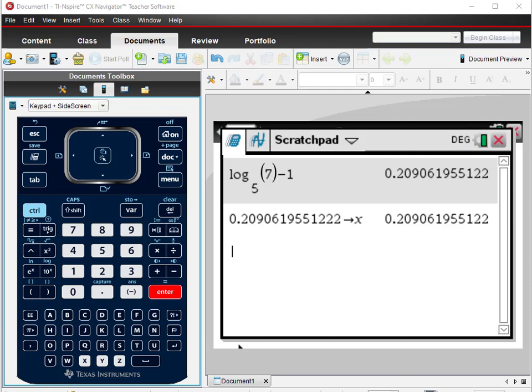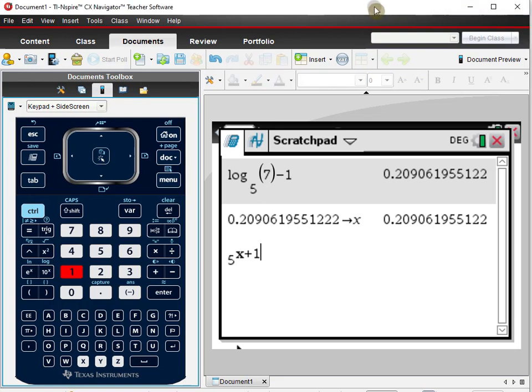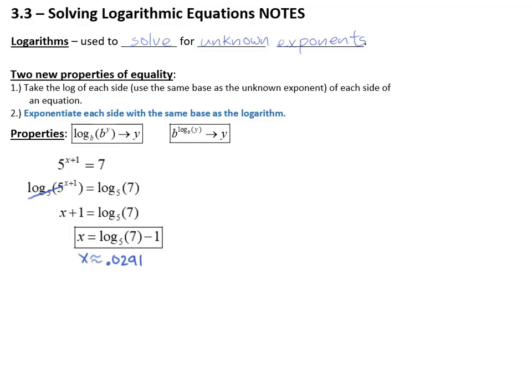So for instance, here is log base 5 of 7 minus 1. There's our approximate decimal value, and I went ahead and stored it as x. Let's check to see if this works. We plug in 5 to the x plus 1, and if we did this correctly, it should give me back approximately 7, or very, very close to 7. In fact, it is so close my calculator just said it's 7. So here we could say our value for x is approximately 0.0291.